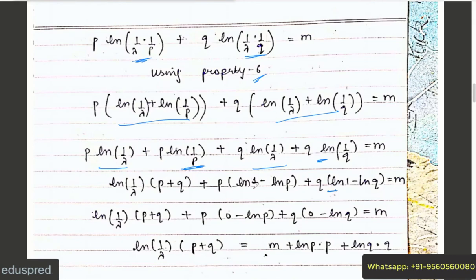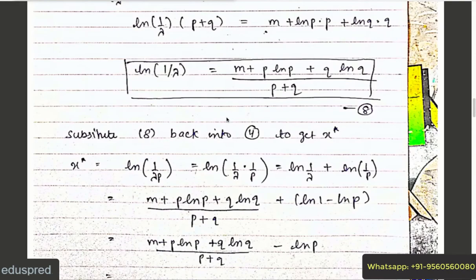Now ln 1 is 0, so you get that, and this is also 0, so I will get ln 1 divided by lambda times (p plus q) is equal to m plus p ln p plus q ln q, by taking this term and this term on the right hand side. That will give me ln 1 divided by lambda is equal to (m plus p ln p plus q ln q) divided by (p plus q).